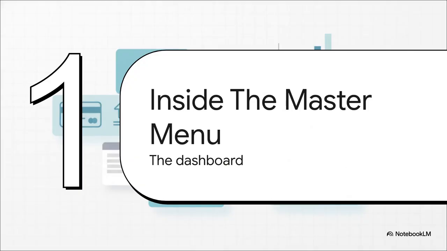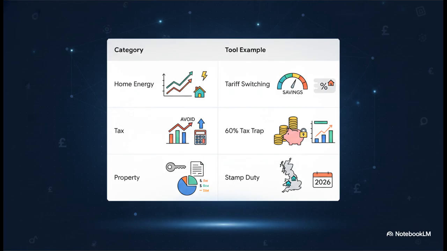Which takes us to Section 3, inside the master menu. Let's talk through some of the heavy-hitting examples of what you can actually do. Under Home Energy, there's the UK Energy Tariff Switching Calculator that compares the Ofgem price cap to fixed rates for your exact region and property type. Under Tax, you've got the 60% Tax Trap Calculator, which is huge for high earners trying to figure out how to escape the personal allowance taper. And under Property, the 2026 UK Stamp Duty Calculator breaks down all the bands, first-time buyer reliefs, and surcharges.